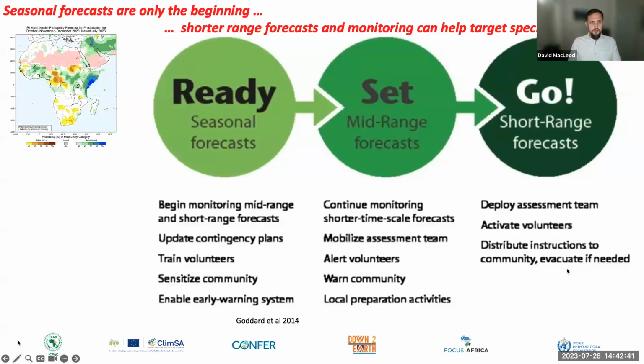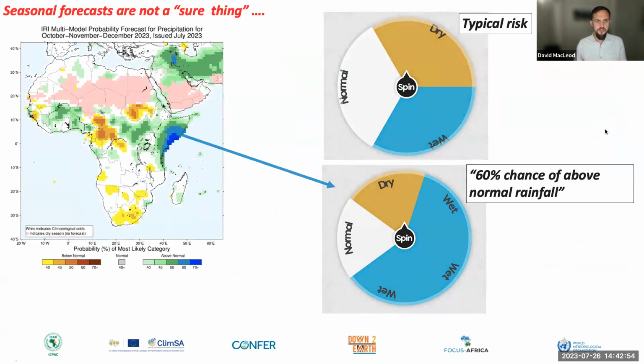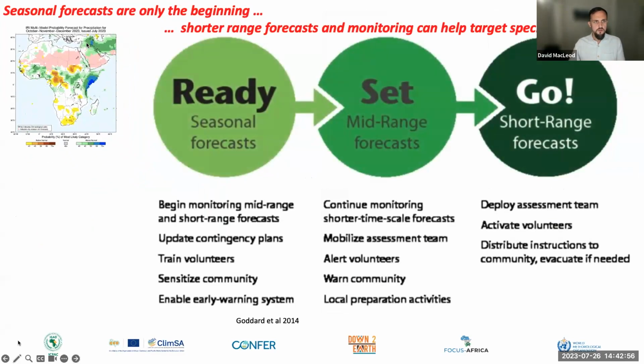Now, the point I'm trying to make is that it's not a sure thing, but we are seeing that when the seasonal forecast is showing these enhanced risks, then we might expect that wet. But what should we do with those? What I'm trying to say is they're only the beginning. They really give a heads up, and they should help people prepare and get ready for those kinds of impacts. But they're the ready side.